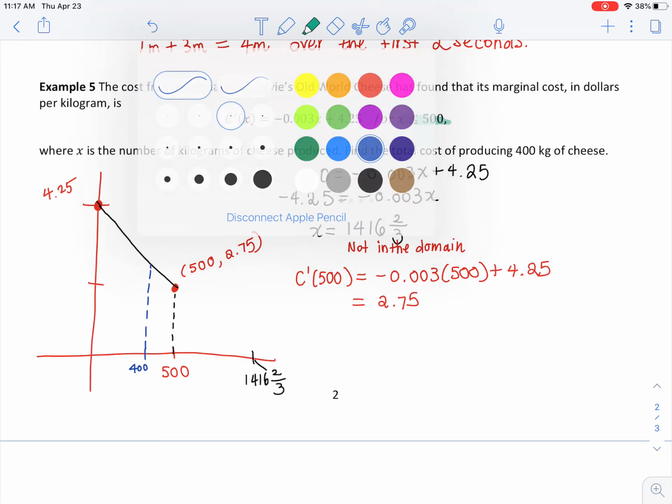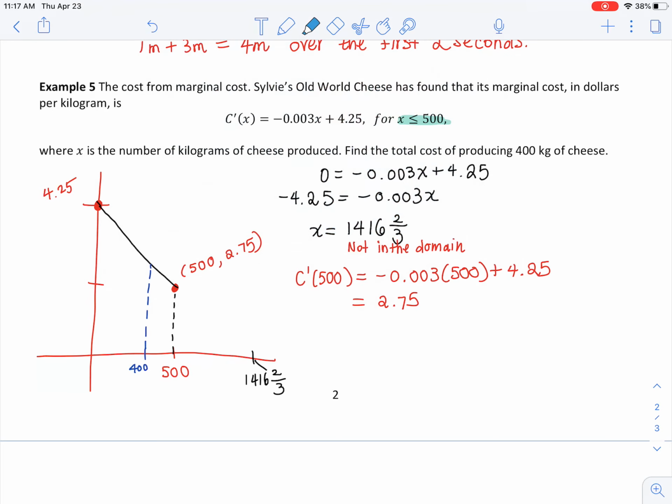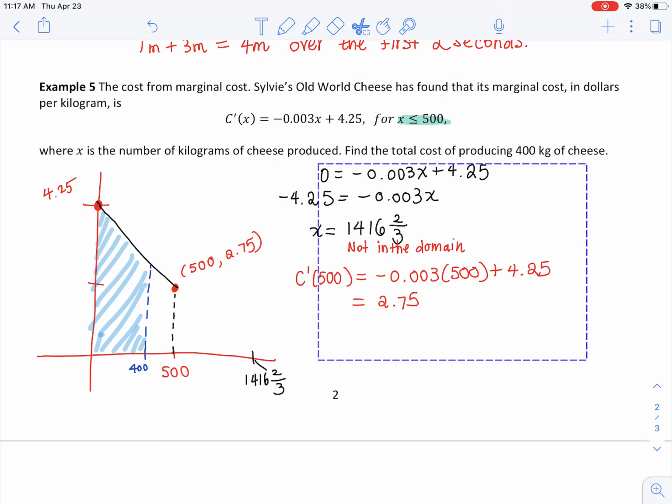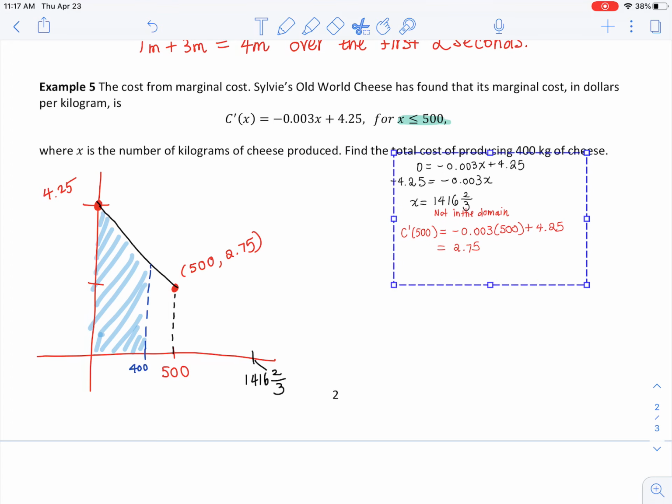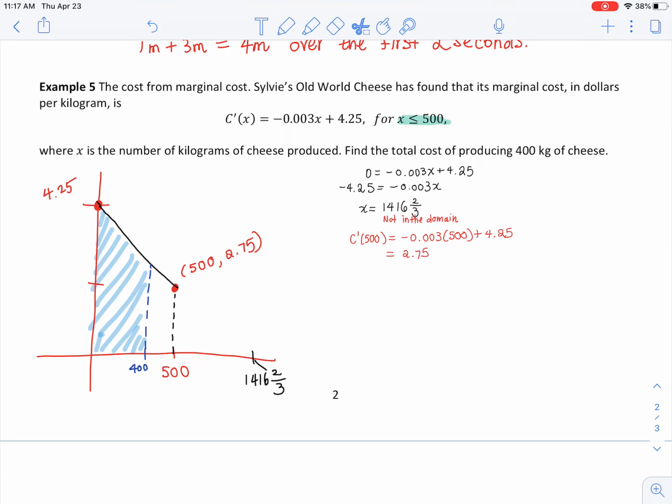All right, so what do they want? Find the total cost of producing 400 kilograms of cheese. Okay, we will do that for them. So here's my 400 approximately, and I've extended my line up here, and I will shade this. I see a trapezoid. I will shade this trapezoid, and we will find the area of this trapezoid for them, okay? Oopsies, that's not what I want.